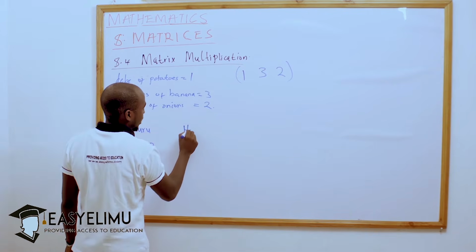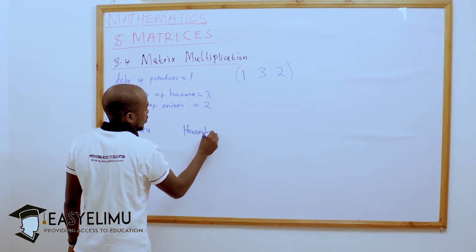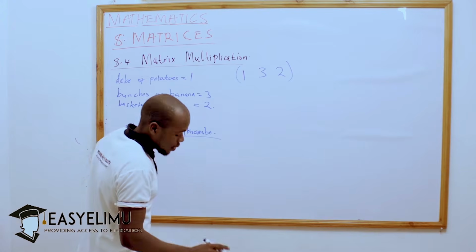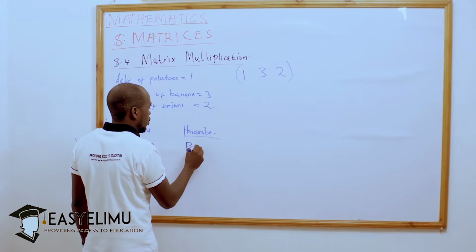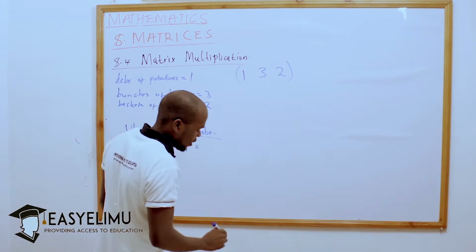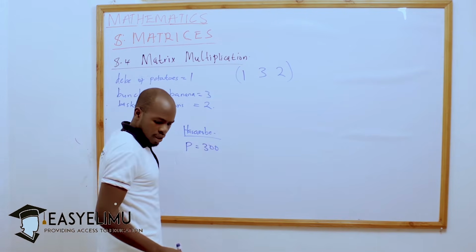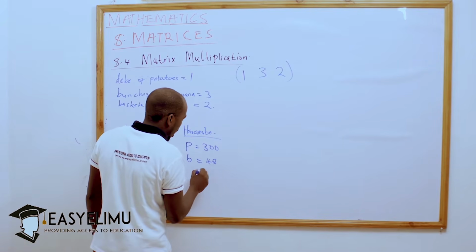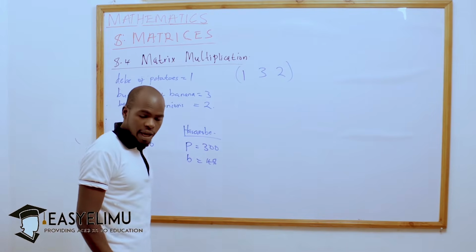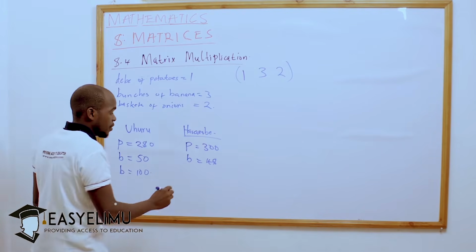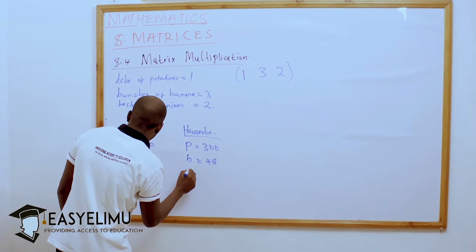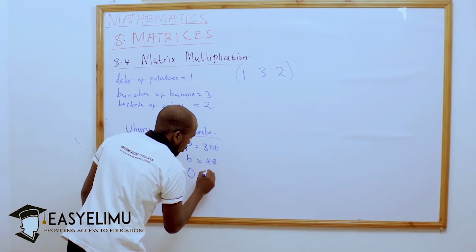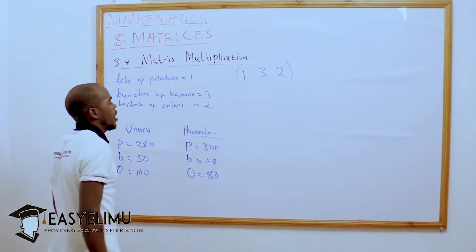Now for Harambee market, for potato, we have been informed it is 300 shillings per debe, and then 48 shillings per bunch of banana, and the last one is 80 shillings for a basket of onion. So for a basket of onion, here should be onion, is 80 shillings. So we have that.